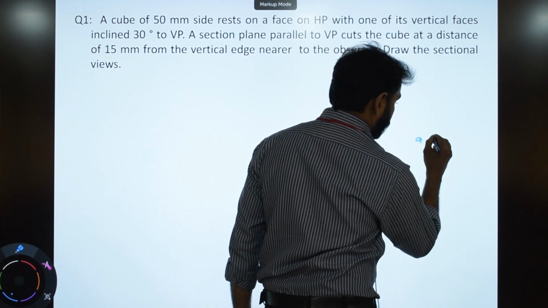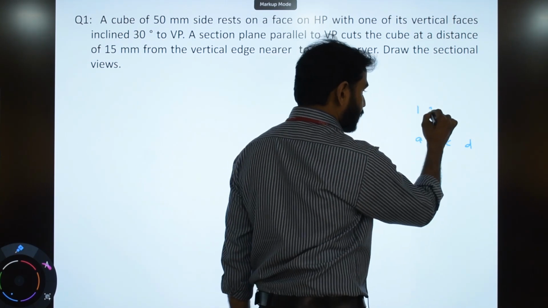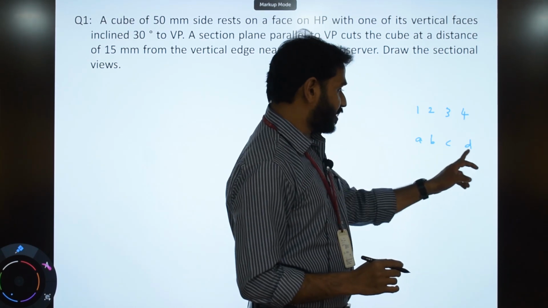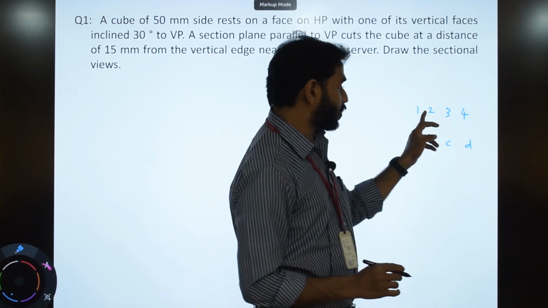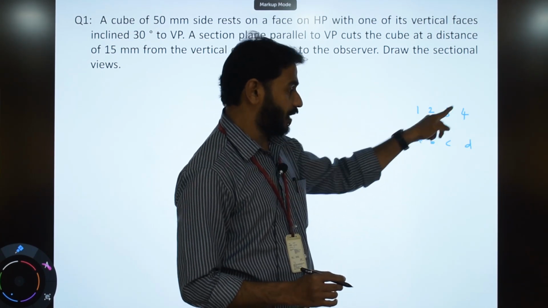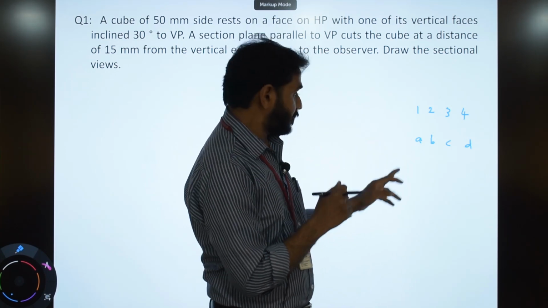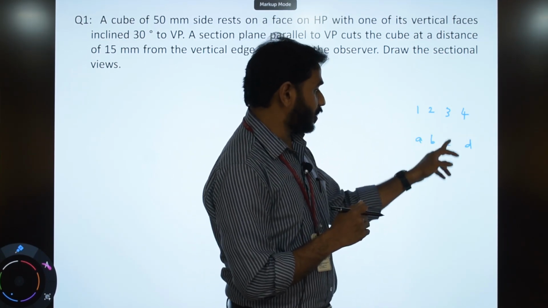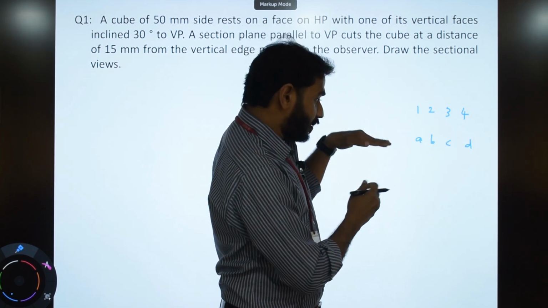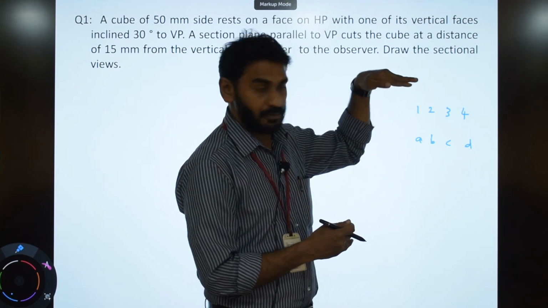You have 4 base corners, namely A, B, C and D, and 4 top face corners 1, 2, 3 and 4. Now the base edges are AB, BC, CD and DA, and the top face edges are 12, 23, 34 and 41, and there are 4 vertical edges 1A, 2B, 3C and 4D, and there are 4 vertical square faces 12AB, 23CB, 34DC and 41DA. Similarly, the base is also a square face ABCD, and the top face is also a square face 1234.